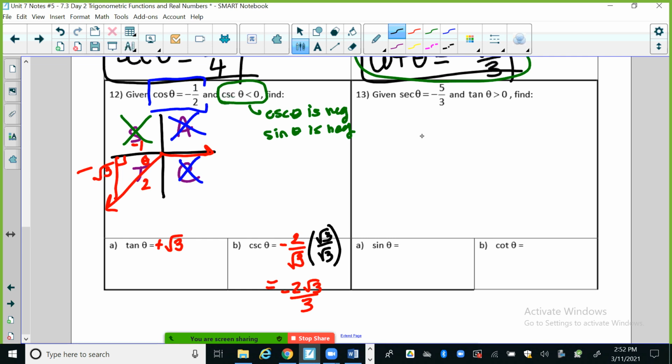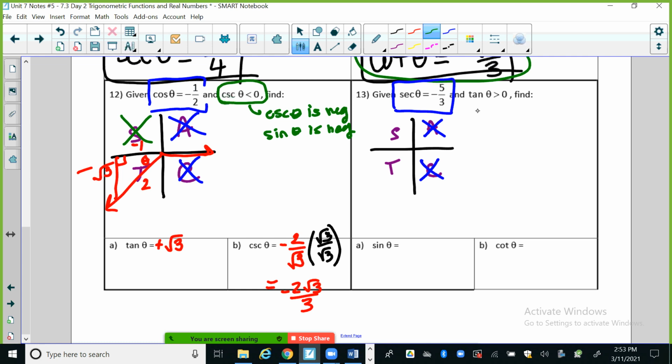All right, 13. We're given that secant of theta is -5/3. So we know that we're not in quadrant 1 because all of them are positive in quadrant 1. And we know that we're not in quadrant 4 because cosine is positive, therefore secant is positive in quadrant 4. So now the question is are we in quadrant 2 or are we in quadrant 3?